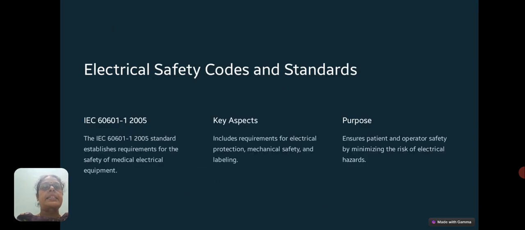Next is electrical safety codes and standards. What is meant by electrical safety codes and standards? Basically, we need to follow the standards and guidelines. In order to improve patient safety, the first one is IEC 60601, 2005, a standard. It establishes the requirements for the safety of medical electrical equipment.